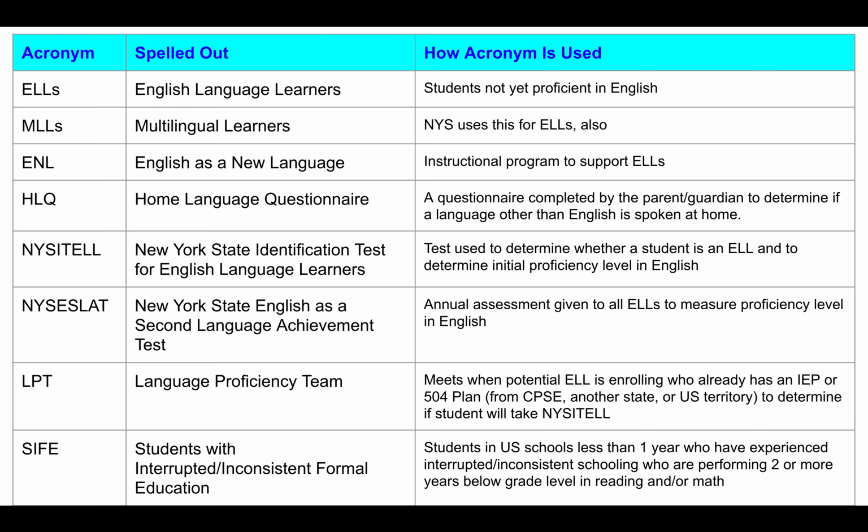We will also touch on the Language Proficiency Team and the role it has in the identification of possible ELLs who already have an IEP or a 504 plan. And we'll also briefly talk about the identification and support of students with interrupted or inconsistent formal education, also known as SIFE students.